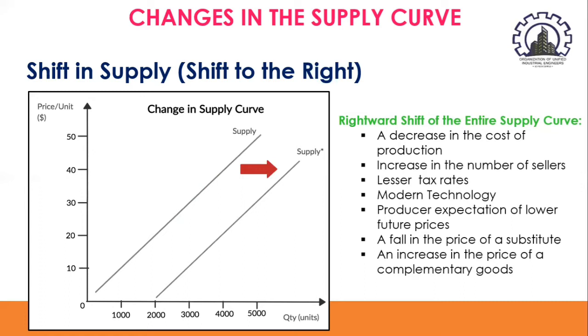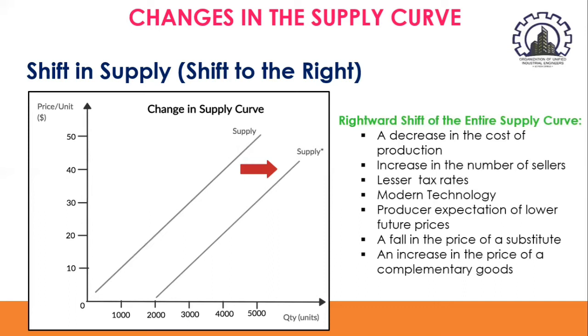And if there is an increase in the number of sellers or producers in a certain community, then of course there will be a lot of supply in the market. So if that happens, then definitely it will increase your supply, so your supply curve will shift to the right.